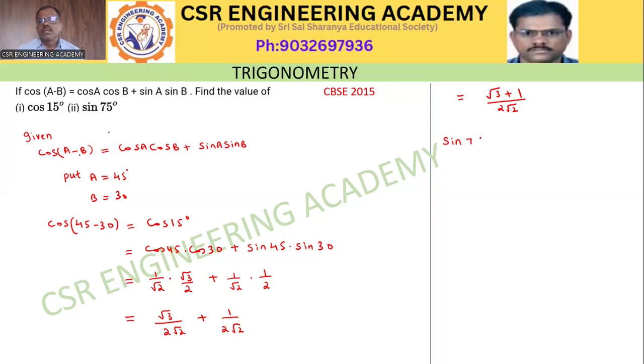sin 75° = sin(90° − 15°). Here sin(90° − θ) = cos θ, that is cos 15° = (√3 + 1)/(2√2). Therefore, sin 75° = cos 15° = (√3 + 1)/(2√2).